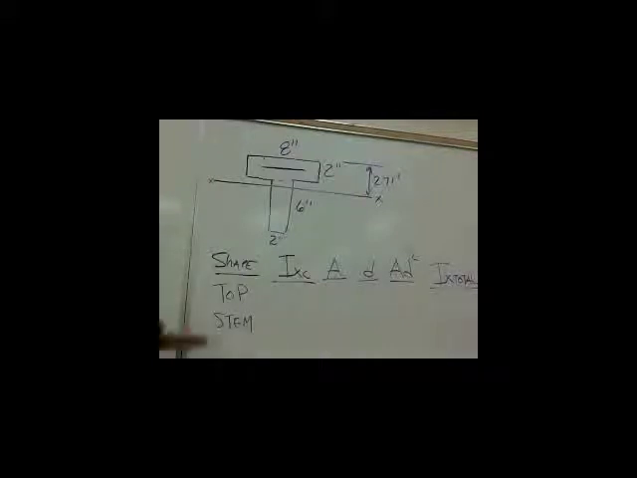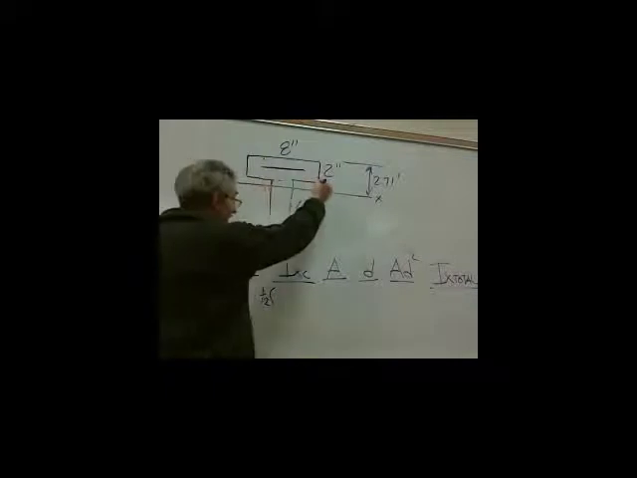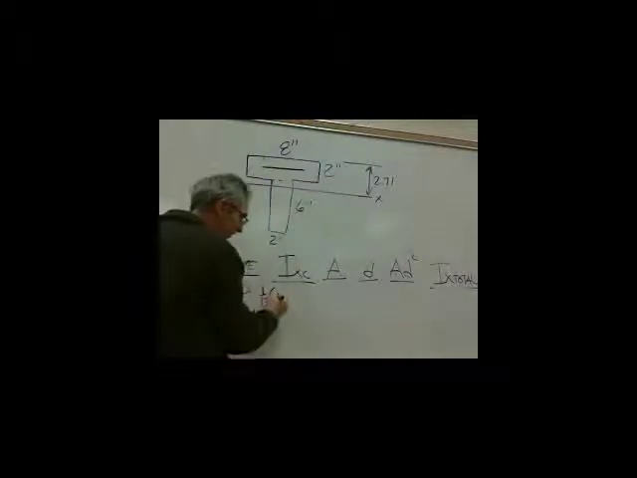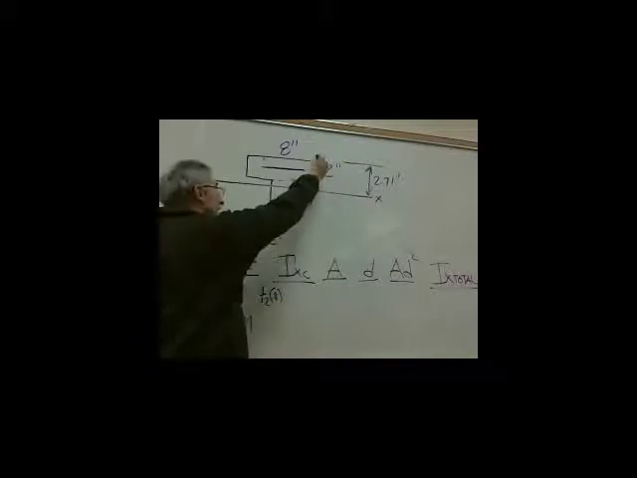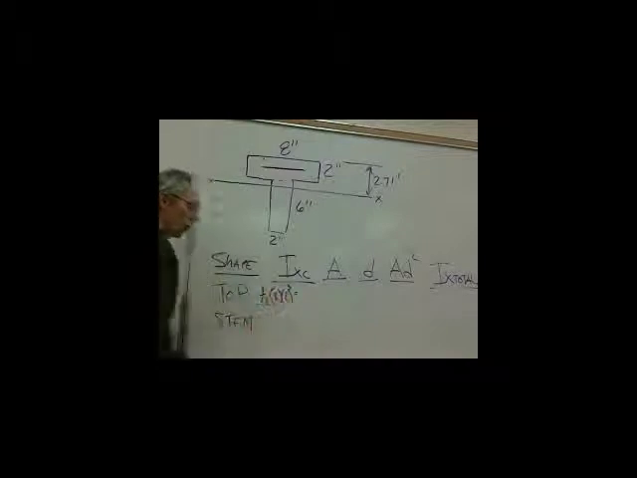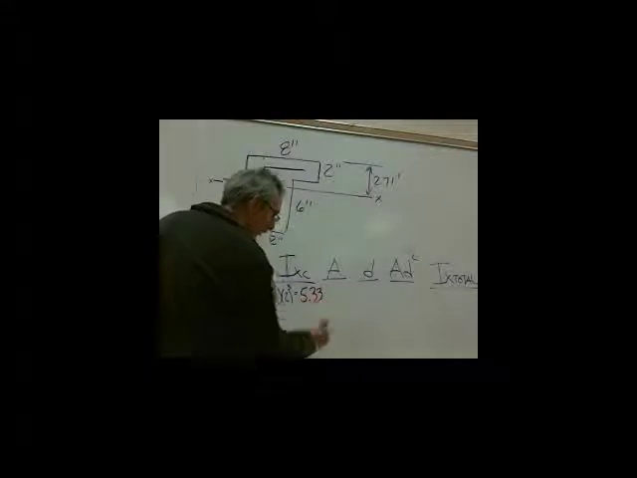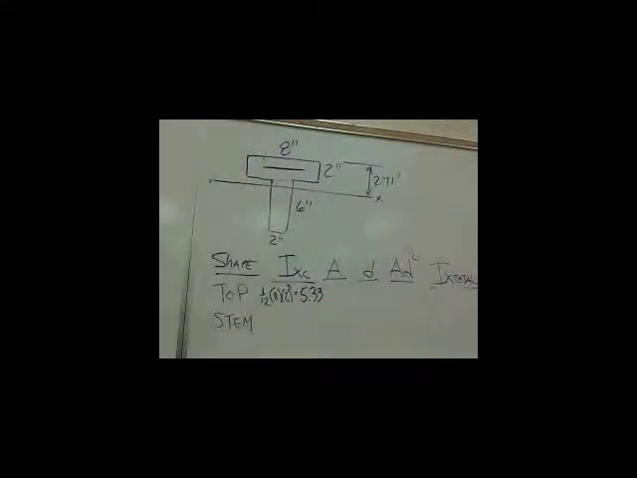So my moment of inertia about that centroidal axis would be 1/12. The base would be 8 inches. And the height would be 2 inches. And I got to cube the height. So 1/12 BH cubed. When I calculate that out, I'm going to come up with 5.33, and the units would be inches to the fourth. Okay?